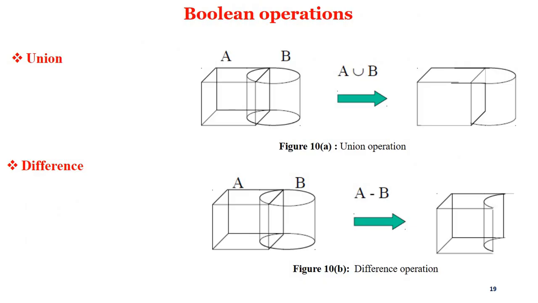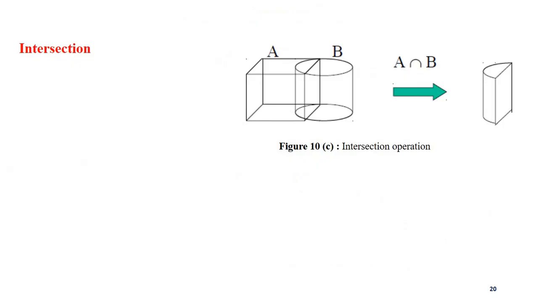So first is the Boolean union operation. Suppose we have to combine two different shapes like a rectangle and a cylinder. So we use the union operation. In the case of the difference operation, we have to subtract the intermediate part. So we use the difference operation. And then there is the intersection operation.